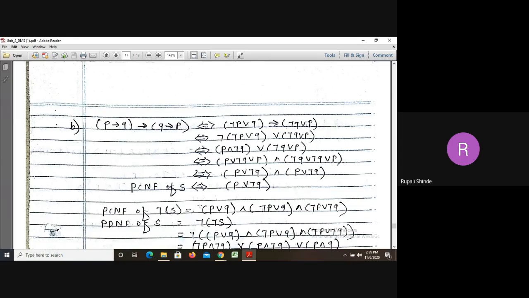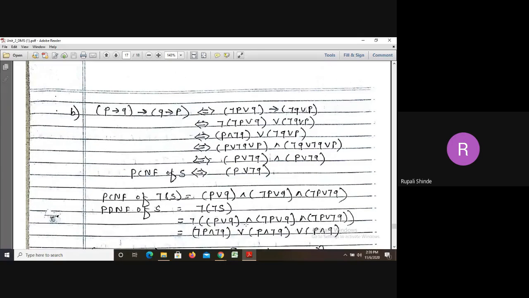Now we have to take the negation of all these terms. So we apply negation to the whole bracket. So again negation P and negation Q. Now this and becomes or. Again we apply this negation over this bracket as P and negation Q. Again this and becomes or, and this one as P and Q. Now check here. This is in the form of sum of products. So this is the required PDNF. So from the same example, we got PCNF and PDNF by using our procedure.